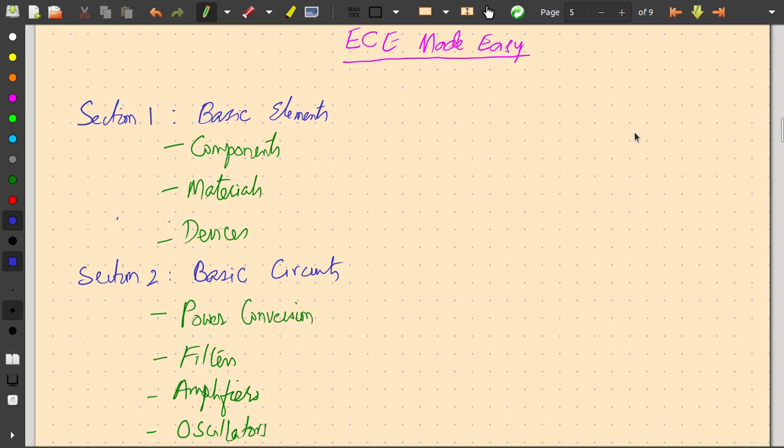In the first section, we look into the basic elements, wherein we look at the various components used in building a circuit. That can be a resistor, inductor, and capacitor, and the different materials which are made available for working on the electronic side, maybe a conductor, maybe insulator, or a semiconductor.